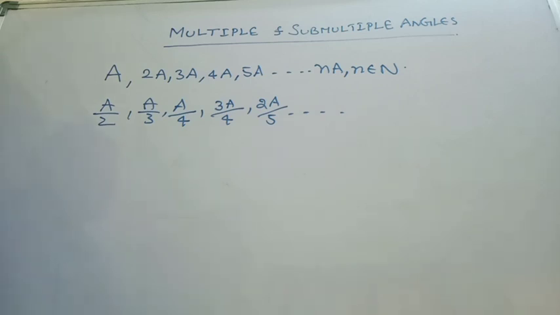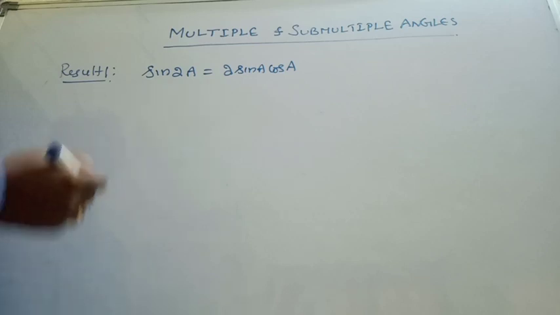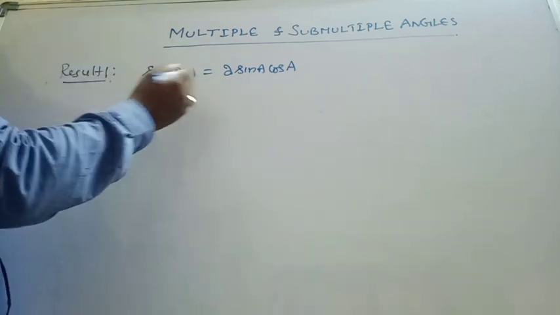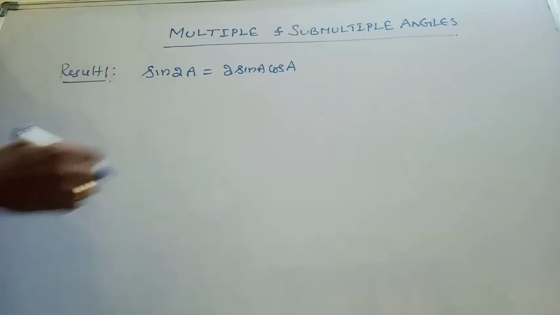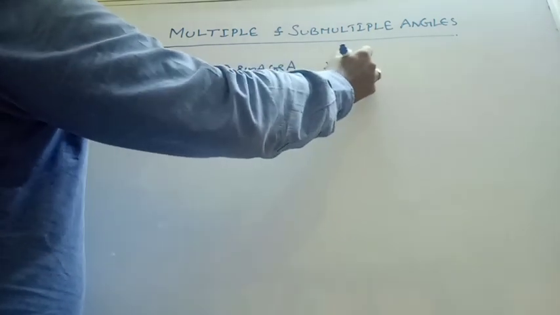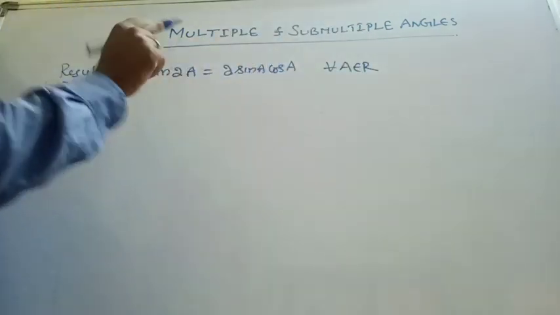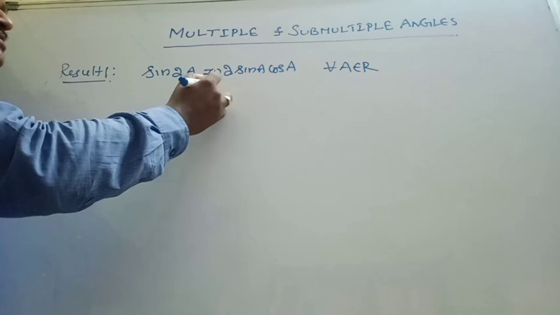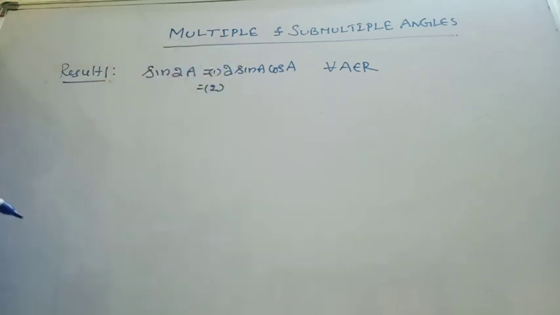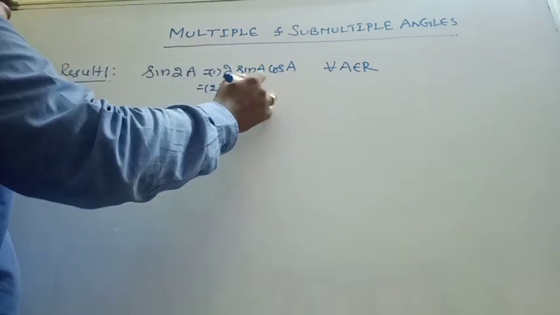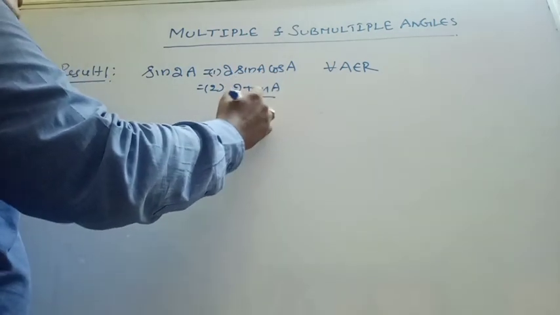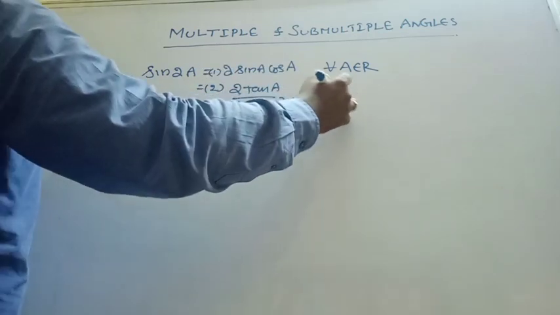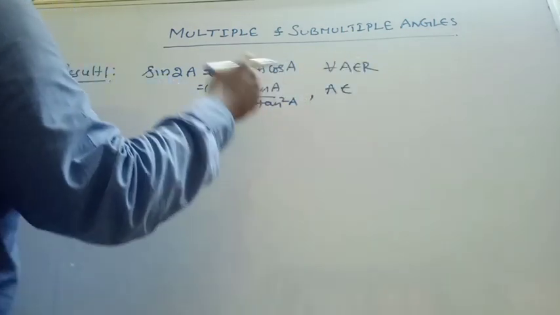Now, the results we have here. The first result is sin 2A equal to 2 sin A cos A for all A belonging to its domain, all real numbers. For sin 2A we have two formulas. One is 2 sin A cos A and another one is 2 tan A by 1 plus tan square A. Here A belongs to the domain of tan.